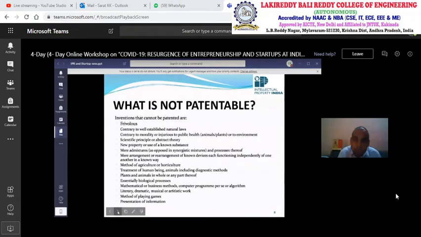If you are using that particular program to improve the efficiency of a device, then it is patentable. Recently, in 2019, the Delhi High Court has just given its verdict on this particular issue. Now come to patentability criteria. Yes, we have already discussed the patentability criteria.